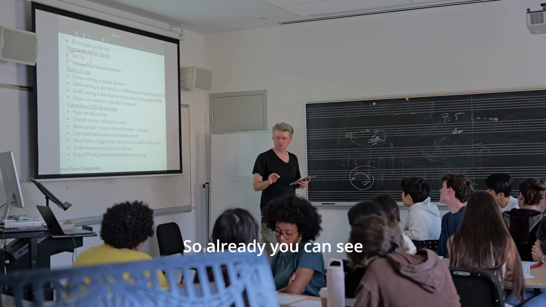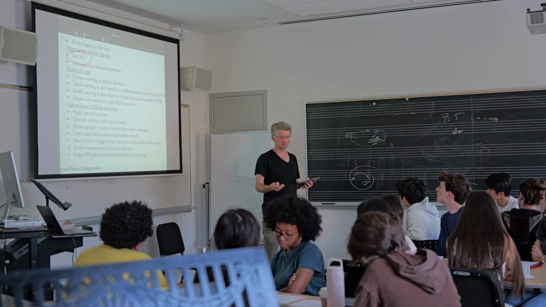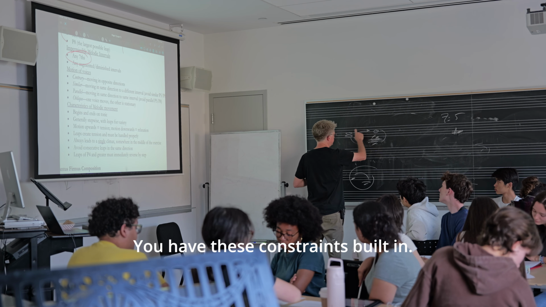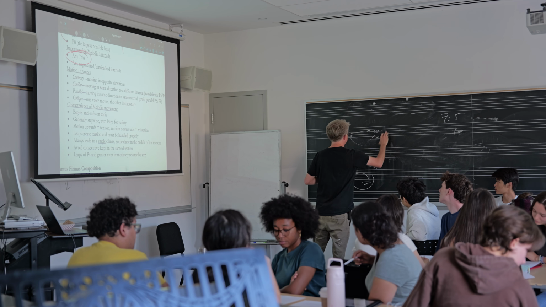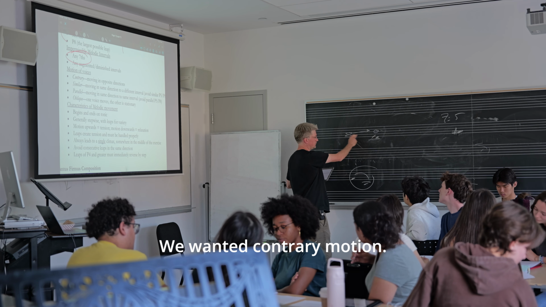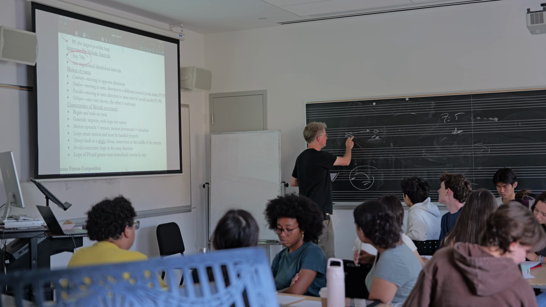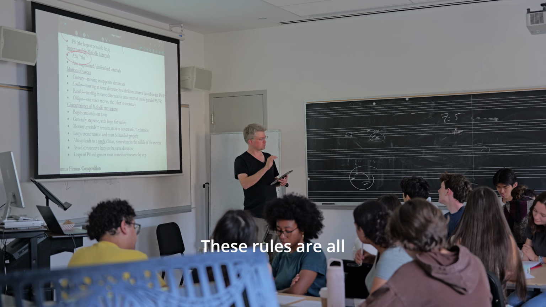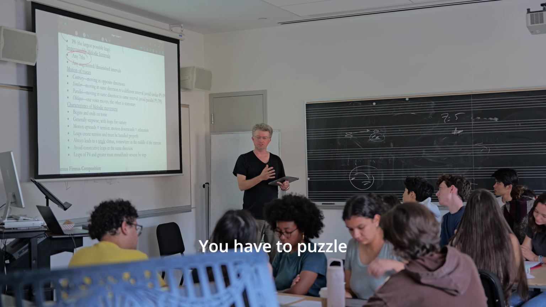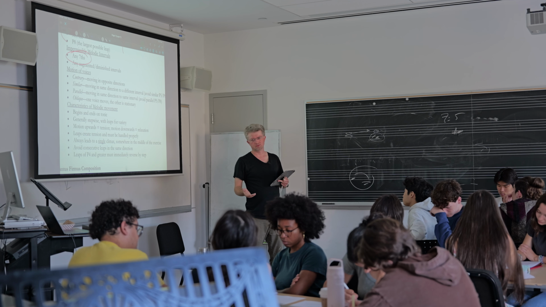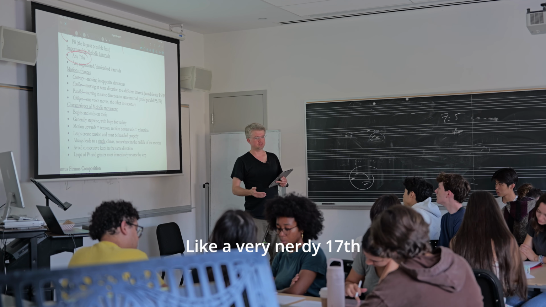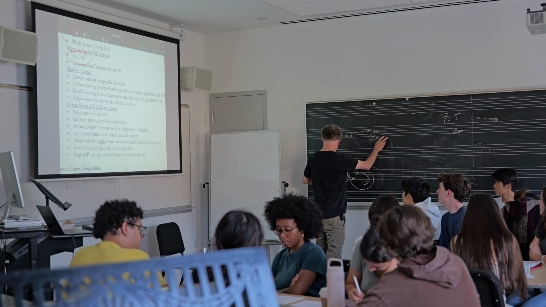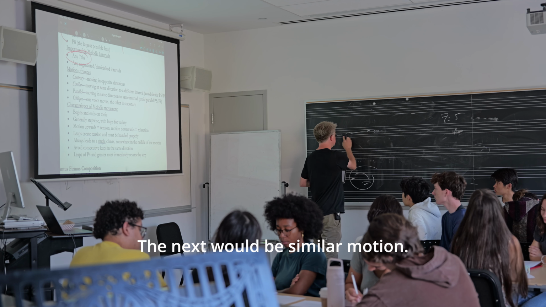So already you can see that this is a kind of musical algorithm. There are little rules. You have these constraints built in. We started on these notes. We wanted contrary motion. Where can we go? This is the only place we can go, these two notes. So these rules are all about setting up constraints, and you have to puzzle through those constraints. It's like a Sudoku puzzle, like a very nerdy 17th century Sudoku puzzle for music. All right, so that's contrary motion. So the next would be similar motion.